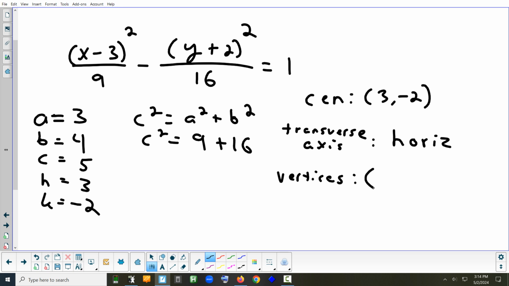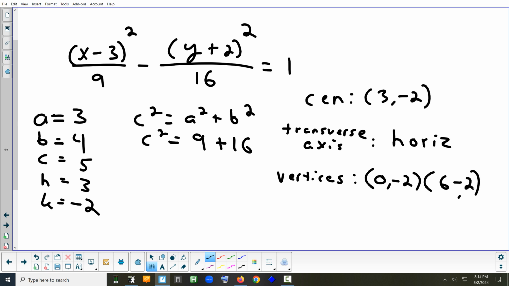What would be the coordinate 3 units to the left of the center? 0, negative 2. What would be the coordinate 3 units to the right of the center? 6, -2. Okay, you get the vertices.